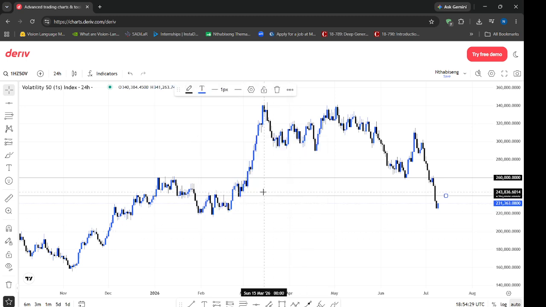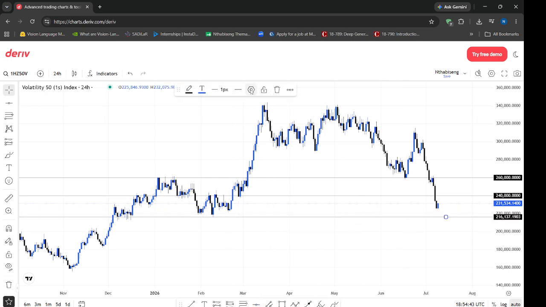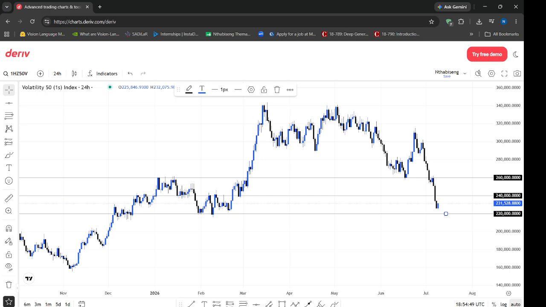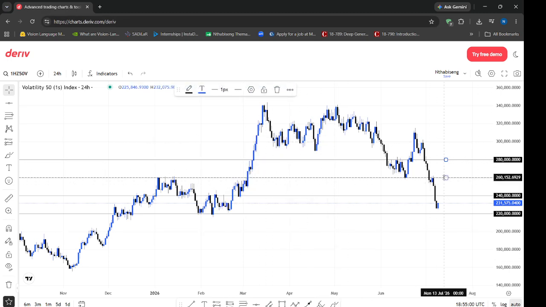So now I found a pattern. After every 20,000 points, there is a psychological level. There's no need for me to guess where my next psychological level is. I can just minus 20,000 from 240, and that will give me 220. And again, we have another psychological level at 280. Right there. So these are my psychological levels.